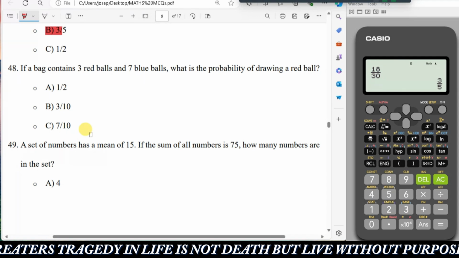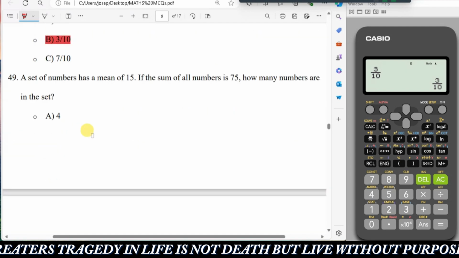48. If a bag contains 3 red balls and 5 blue balls, what is the probability of drawing a red ball? So the red balls are 3 and the blue balls are 7. So all you have to do is get the total number of balls in the bag, both red and blue. So the total balls is 10. 3 plus 7 is 10. And the probability of picking a red ball is 3 over 10. If you could break it down, break it down. So here it is just B, 3 over 10.